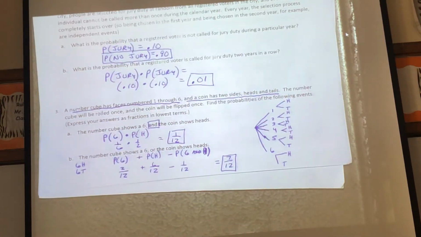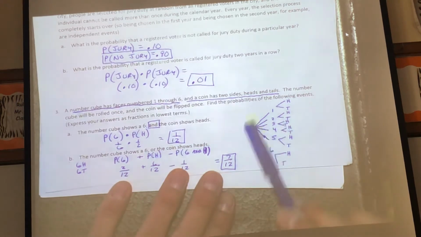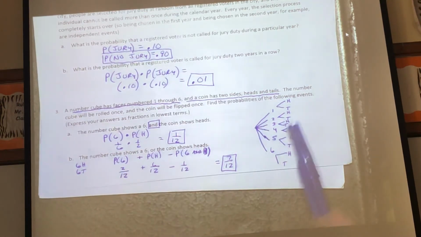Number 3, a number cube has faces numbered 1 through 6, and a coin has 2 sides, heads and tails. The number cube will be rolled once, and the coin will be flipped once. Find the probability of the following events. Express your answers as fractions in lowest terms. So take a look, I drew a tree diagram to the right, 1 through 6, and then for each of them, you could have a 1 with heads, 1 with tails, and so on.